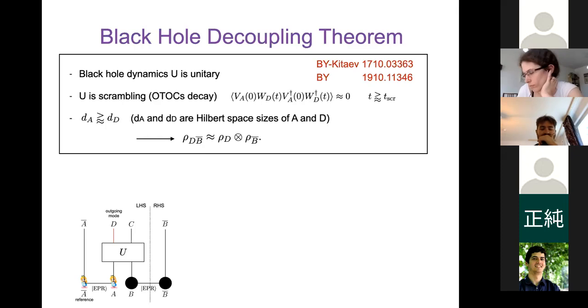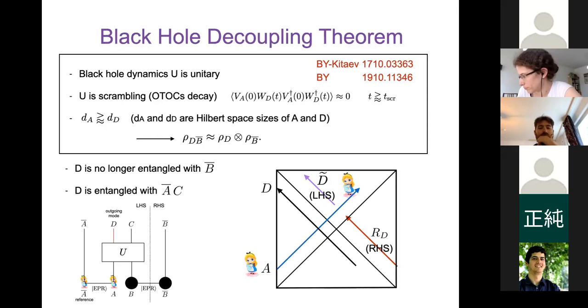That is, first of all, D was, of course, entangled with the other side of the black hole originally, but it's no longer, because it's a tensor product, right? D is in a tensor product with B bar. So D is no longer entangled with B bar. Instead, D should be entangled with A bar and C. Now here the point is that A bar and C are all the degrees of freedom living on the left-hand side of the black hole.